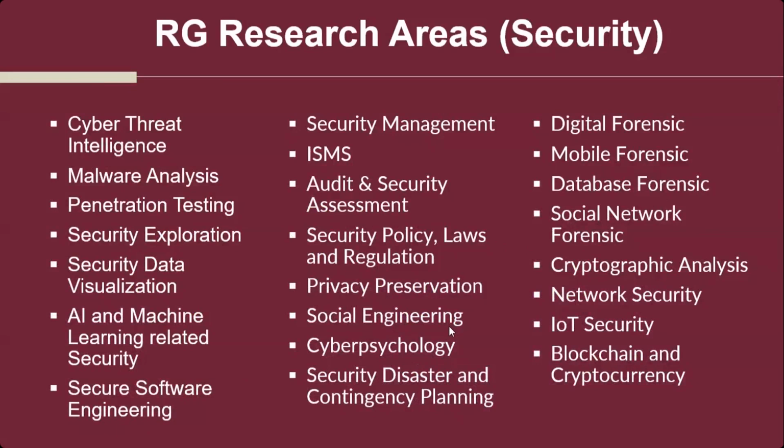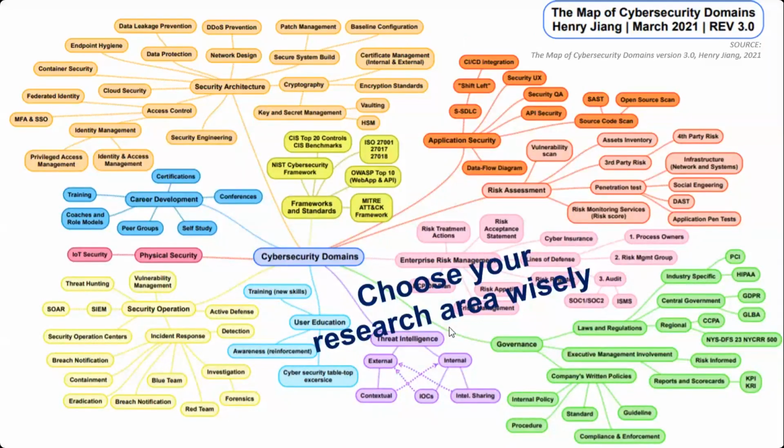Yeah. So this is in the security area. So choose your research area wisely. This is an example of the knowledge map of the cybersecurity domain. So you can see that in the cybersecurity domain, we have physical security operation, we have security architecture, we have risk assessment, and then maybe you are interested in a certain one.